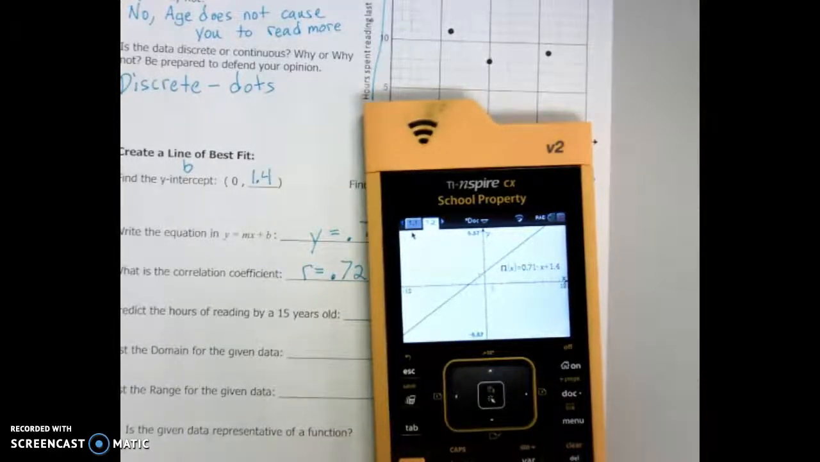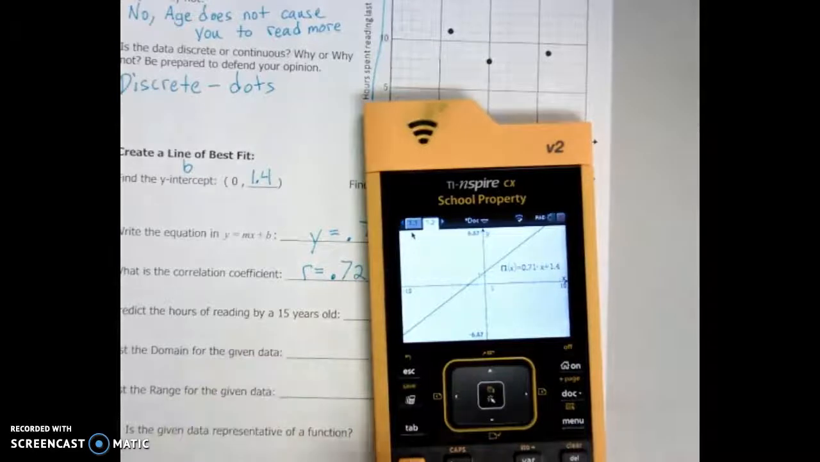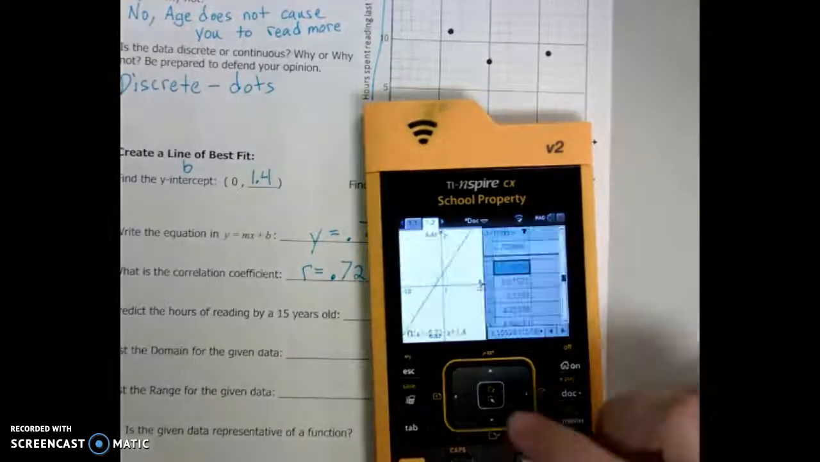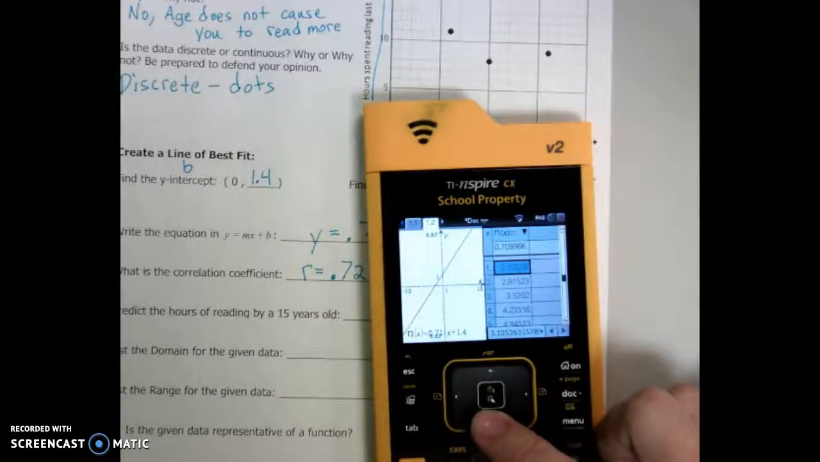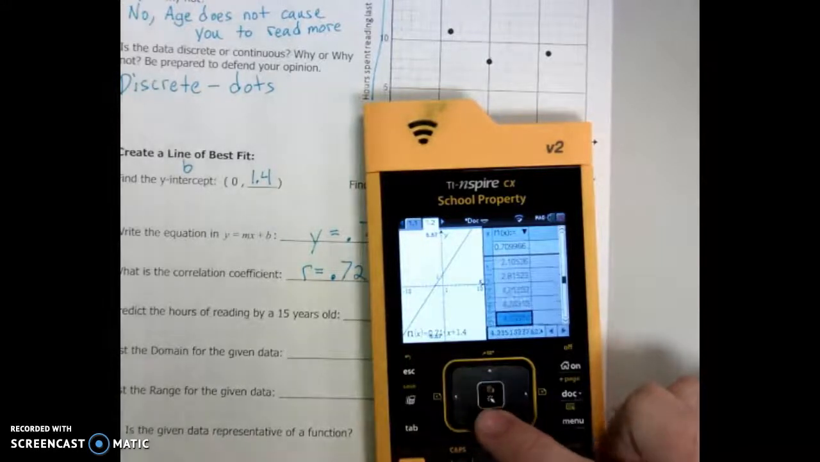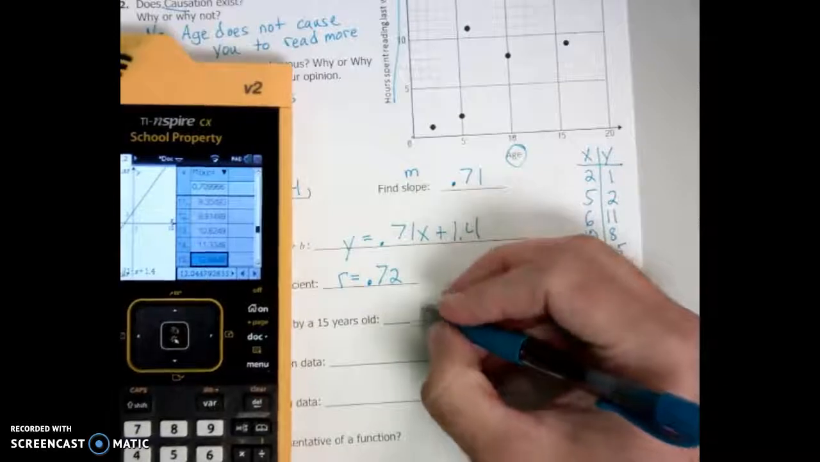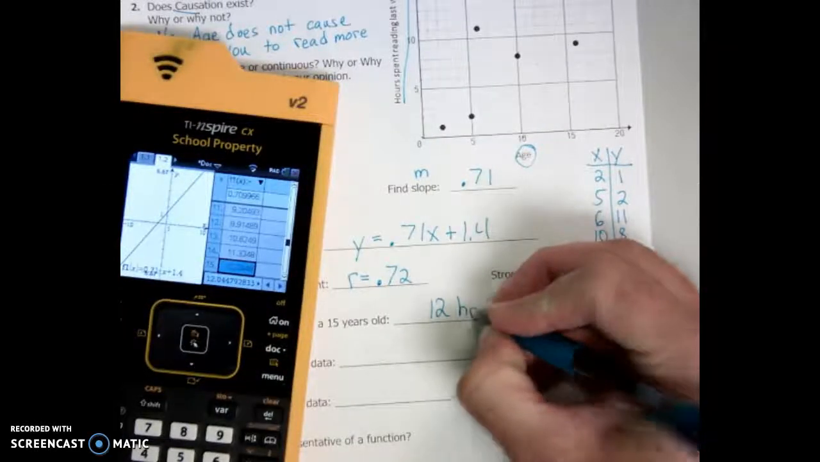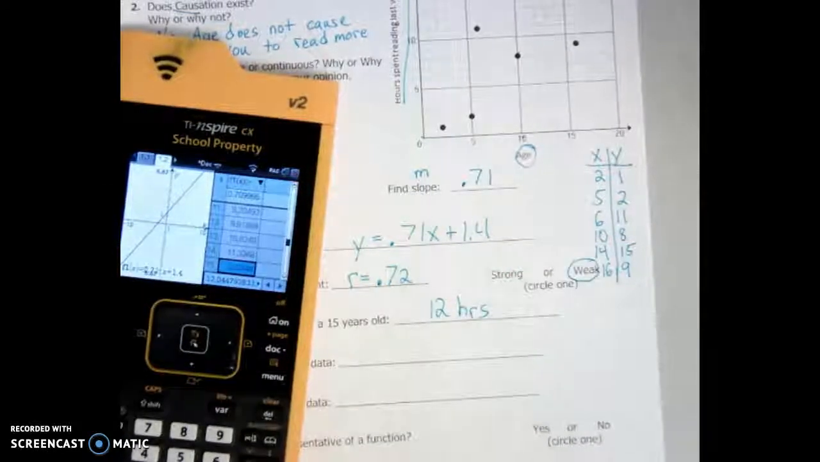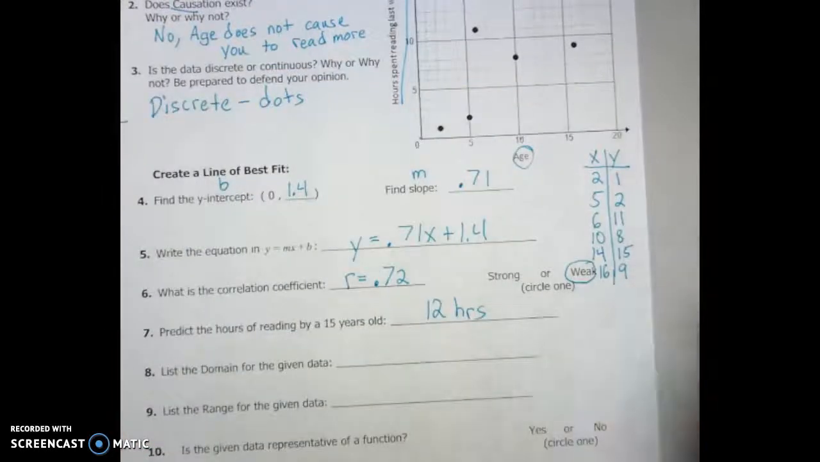All right? Next, there's two ways to go about it. I'm going to teach you the easiest way. The easiest way to look up when it's a nice whole small number is just to hit Control T. So we want to know, when you're 15 years old, how much reading should you do? So if I go down to 15, it tells me 12.04. So I'm going to say about 12 hours of reading. So that's the stuff that was on your quiz that you took already.